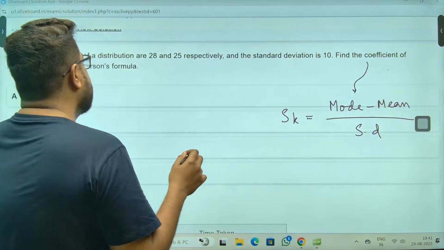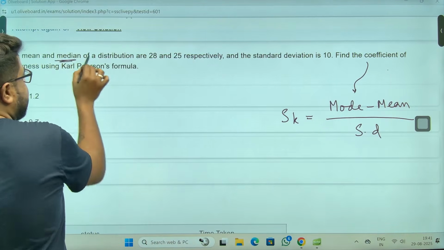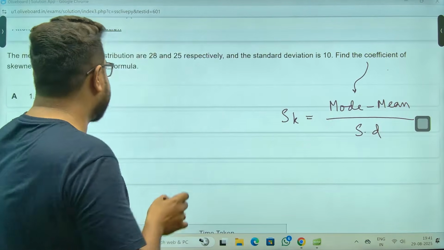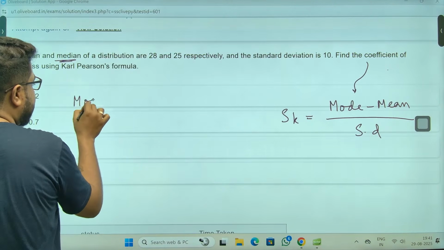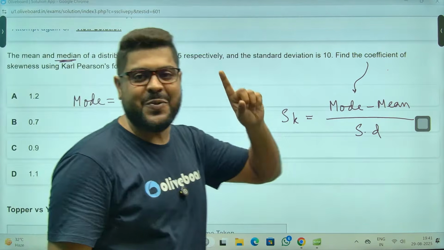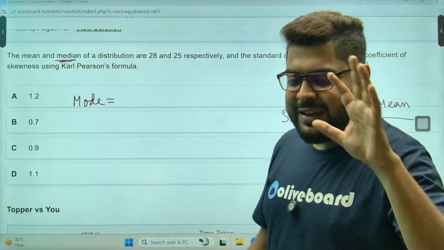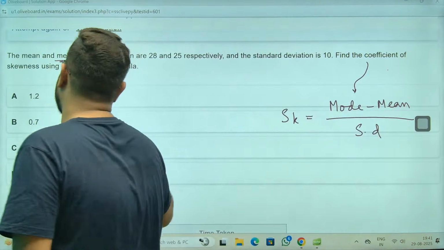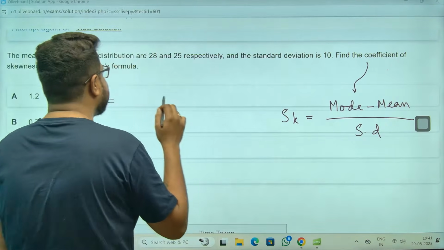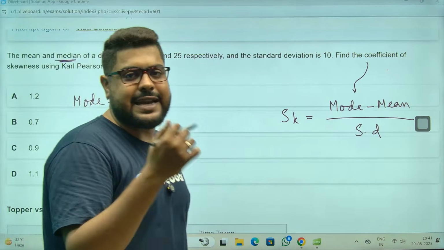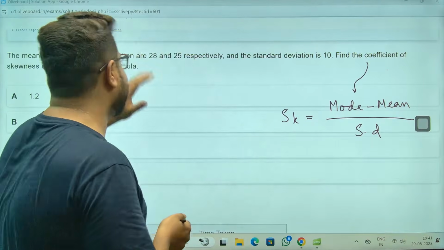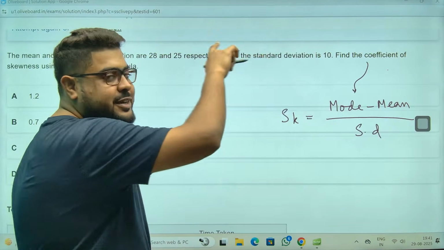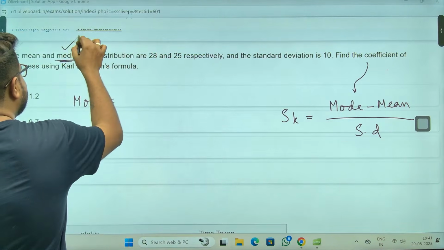This is the formula. But again, sir, we need the mode. Mean and median are given, which means mode is not given. They're asking you to find the mode. So we use the empirical formula. This is also the Karl Pearson formula. Remember, sir, the empirical formula is also known as the Karl Pearson formula. That was also developed by Karl Pearson. That's the history. Karl Pearson is a very famous person. If you have studied statistics, Karl Pearson has given many things, both in dispersion as well as in the central tendency part.